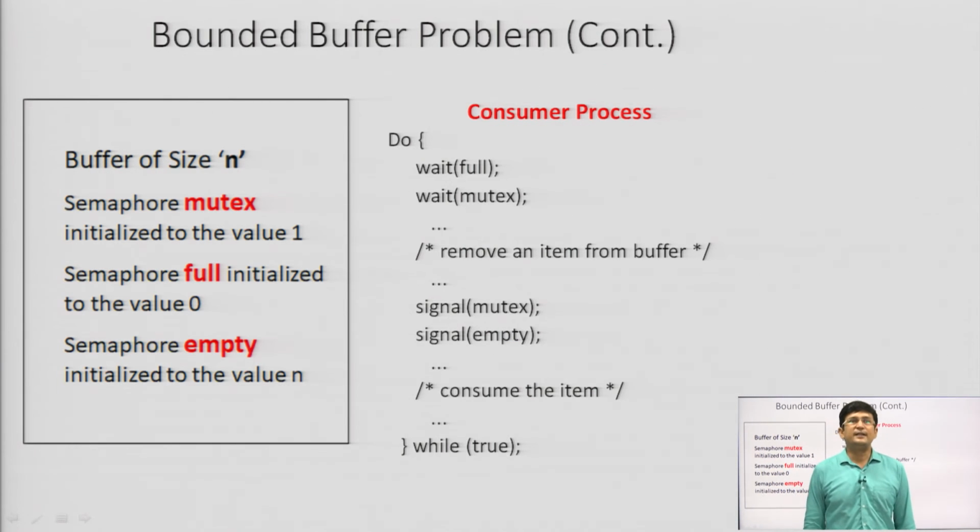Now, let us take the consumer process. The consumer process will consume an item. A consumer process can consume an item only if there are some filled slots in the buffer. If there is no slot filled in the buffer, then the consumer cannot consume. So, the very first check that we should apply is on the number of full slots. If the number of full slots is 0, an item cannot be consumed. If the number of full slots is positive, then an item can be consumed.